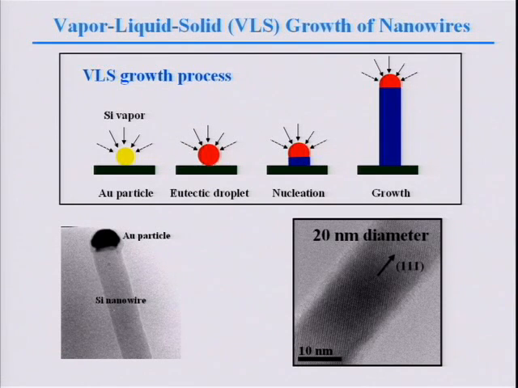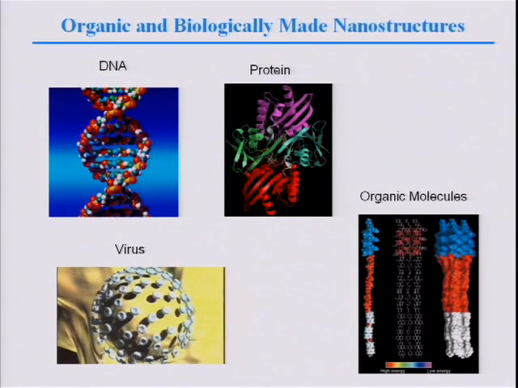Here is the transmission electron microscopy image showing you a gold particle at the end of silicon nanowires. And you can produce beautiful single crystal nanowires. So there are other nanoscale structures made by nature in addition to this artificial nanostructure made by human beings. DNA is one type of powerful nanostructure, as are proteins, viruses and organic molecules.